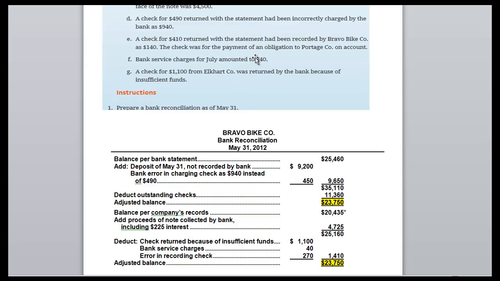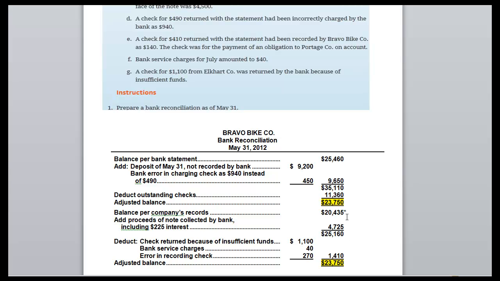Let's see here. We had service charges of $40. Those service charges are always going to reduce our books. And let's see here. NSF check, $1,100. Elkhart Company wrote us a bad check. So the bank's going to take that out of our account. We didn't know about it until now when we received the bank statement. So we're going to make sure that that's reflected in the book section. When we're all done, these two numbers equal each other.